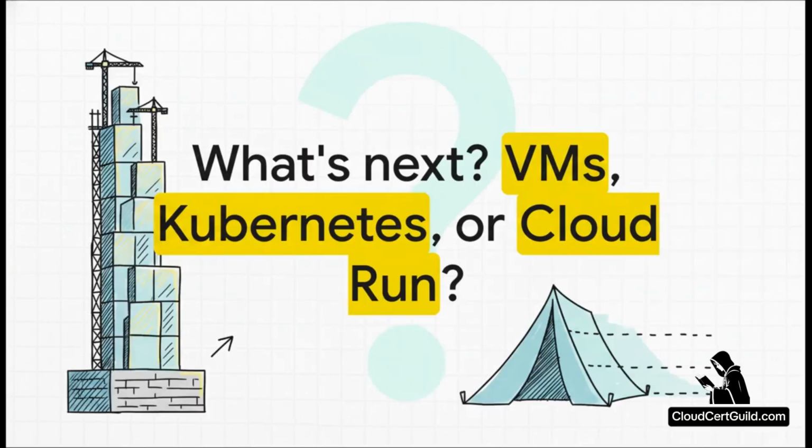So the big question is, what's next? Because what we've built here with Compute Engine, that's your flexible foundation. But on Google Cloud, you could also build a self-constructing skyscraper with Kubernetes, or maybe even a temporary, serverless pop-up shop with Cloud Run. The foundation is solid. The choice of what you build on top of it, well, that's entirely up to you.